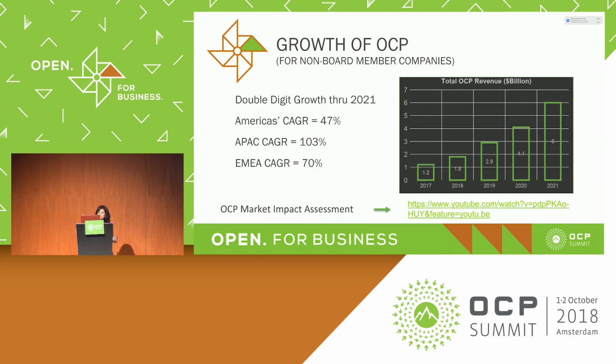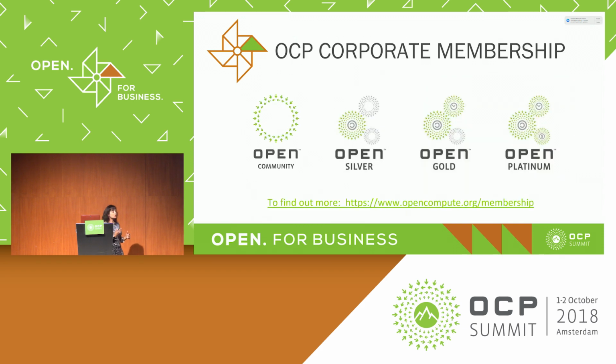So when you come into OCP and you want to become a member, there are 4 levels of membership. Starting at the community level, and that's kind of our observation level. A lot of people join at this level, see how things work, and then go up. OCP Silver, Gold, is exactly how much contribution you make.